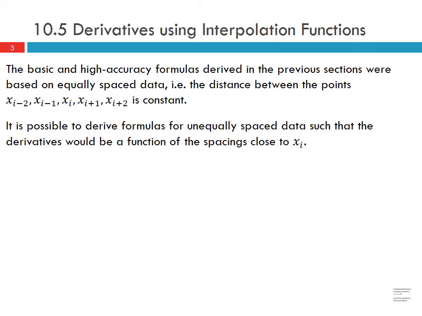So the basic and high accuracy formulas that were derived in the previous sections were based on equally spaced data. So the distance between the points x_{i-2}, x_{i-1}, etc. was constant and typically referred to as h. It should be noted that it is possible to derive formulas for unequally spaced data, but in this case the derivatives would be functions of the spacings close to x_i.